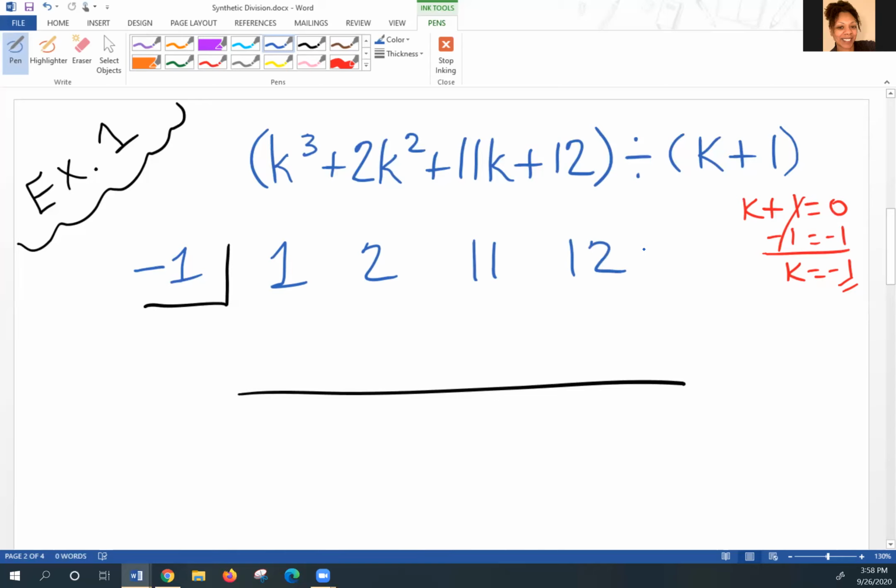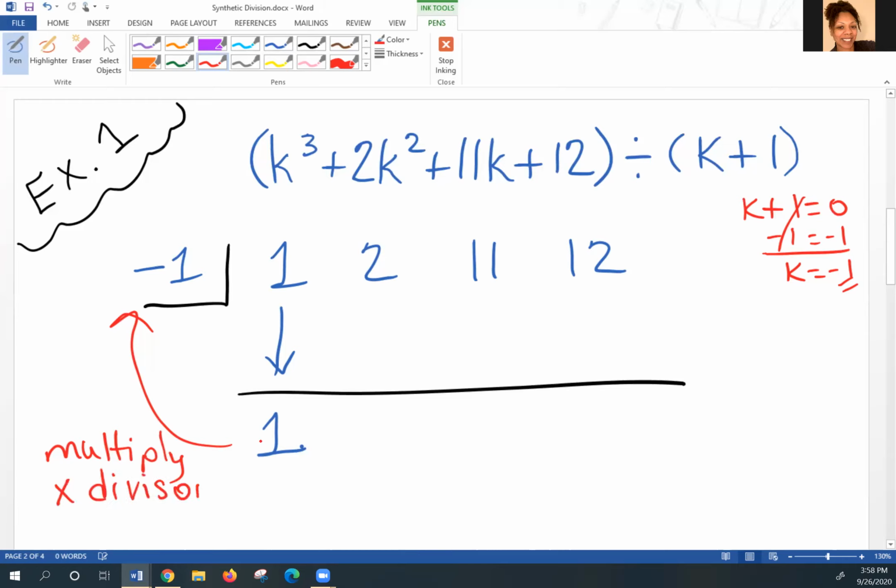The first step is always to take your first term, the coefficient, and bring it down. So whatever that number is, here it happens to be 1, but it can be anything. Bring that down underneath your line. Now, everything that's underneath the line will multiply times the divisor. The answer to that will go above the line, and then we're going to add vertically.